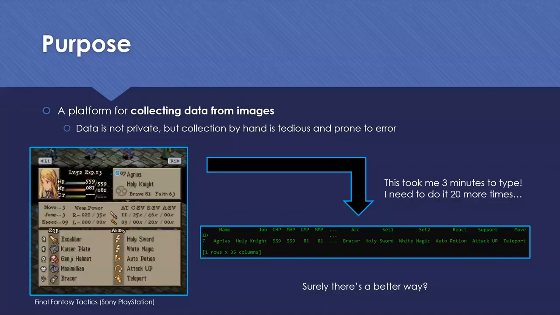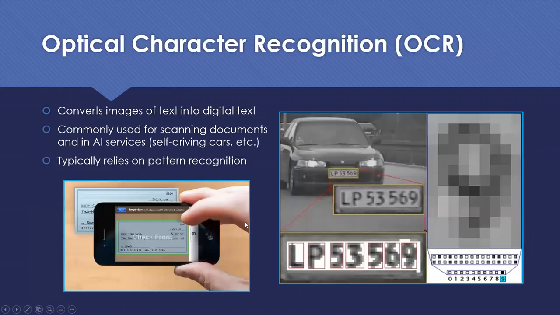The basic idea is that I want to be able to collect data from images. A lot of times, if you have an image, you have access to the information that's contained within it, but you don't have it in a digital format. Like for instance, right here, we have all this information. It's printed out in various numbers and letters, but we don't have it in an actual string or numeric format like a table, so we can't operate on it. And this example took me a few minutes to type, and if I was going to do this for many entries, it would take a while. So hopefully there's a better way. And the idea is that, yes, if we use optical character recognition, there is.